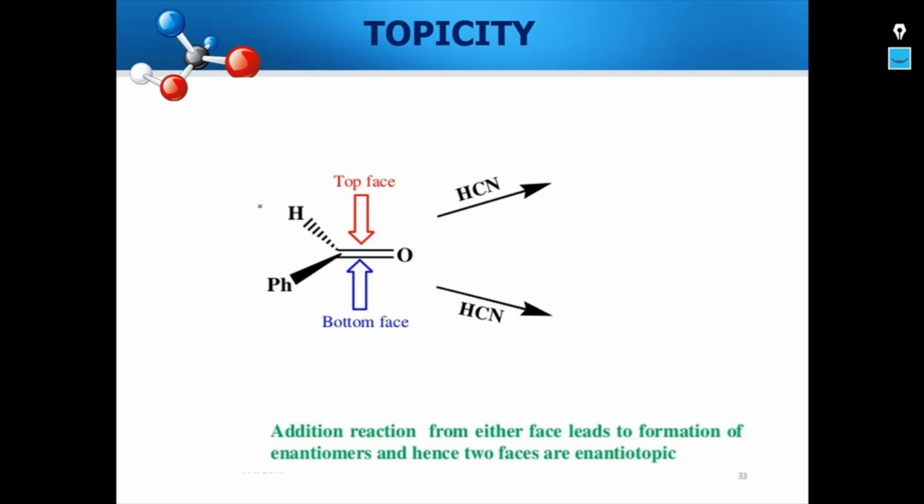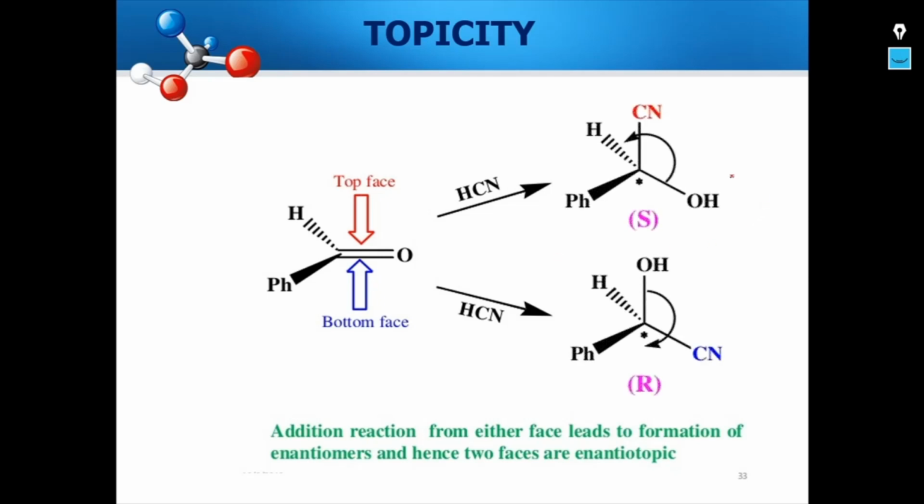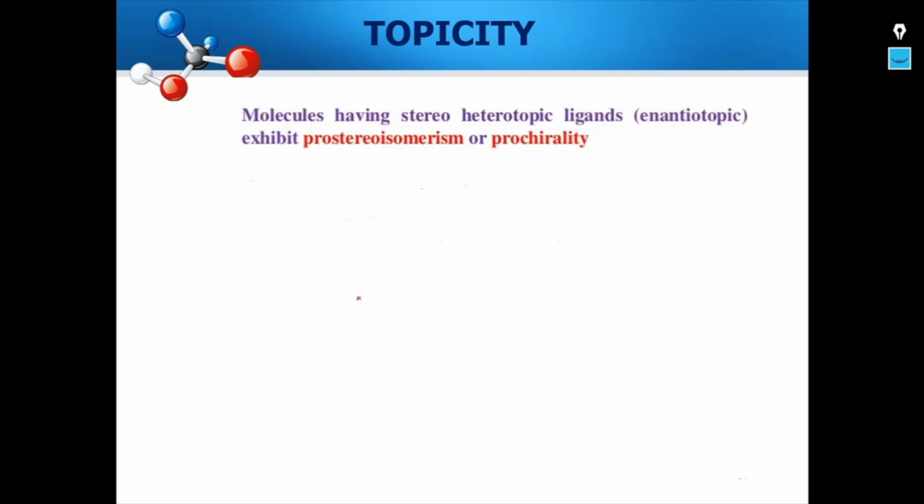Let us try to understand another situation where we have benzaldehyde. So addition reaction from either phase leads to the formation of enantiomers, and these two phases are enantiotopic in nature. So a phase is identified as enantiotopic if when we perform an addition reaction or a substitution reaction and we end up with a pair of enantiomers, then that particular phase is identified as an enantiotopic phase.